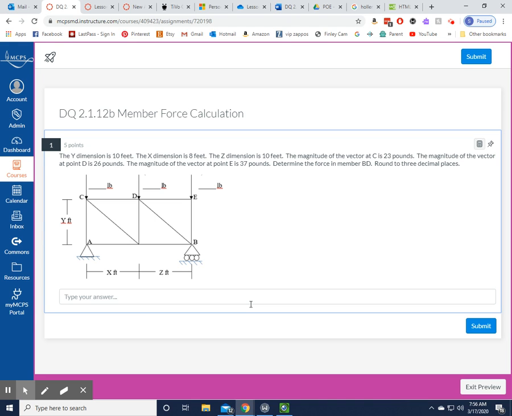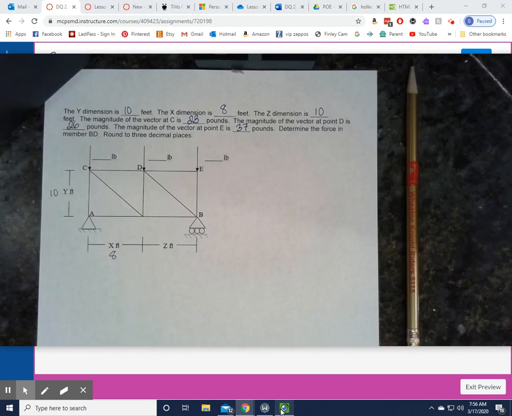All right, ladies and gentlemen, we're going to do a little bit trickier, or a little harder, member force calculation this time. So they want us to find how much force is in member BD this time. So let's go ahead and get at it.